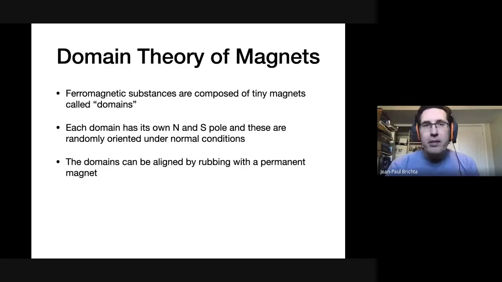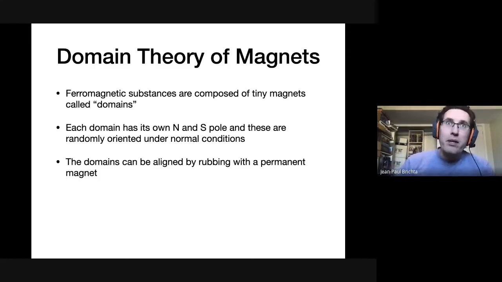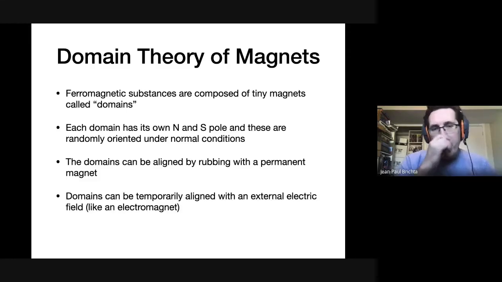The only way to turn a chunk of iron into a magnet, well, actually there are a couple of ways, but one easy way is to take another permanent magnet and just rub it in the same direction each and every time, and that will slowly get the domains to align. And so you'll eventually create a permanent magnet that way.